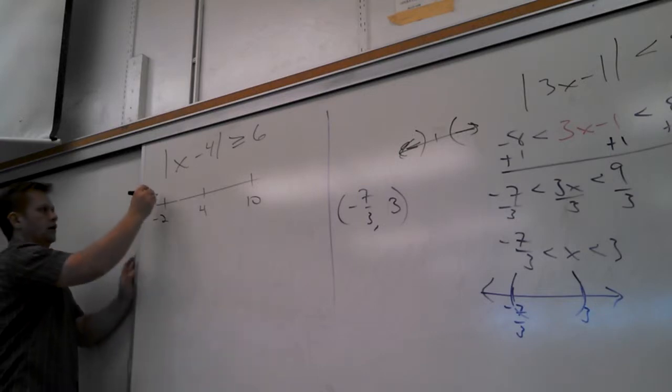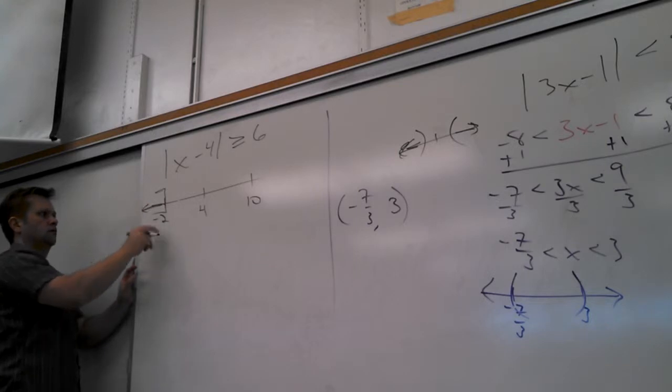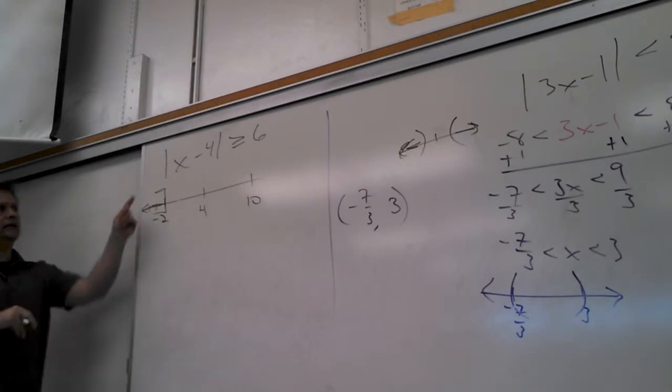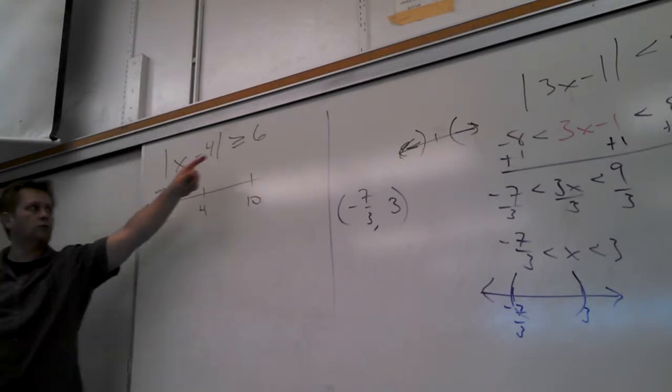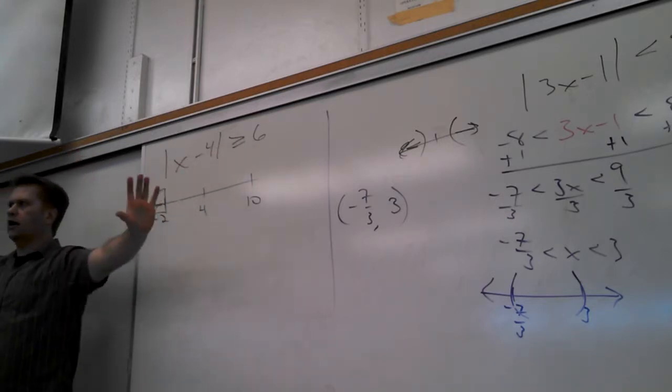-2 is the closest I can get, isn't it, on this side? So it's got to be everything up here. All these are fine. That's at least 6 away. That's more than 6. That's good. That's what I want. It's more than 6 away. That's why I know the answer is going to look like that.